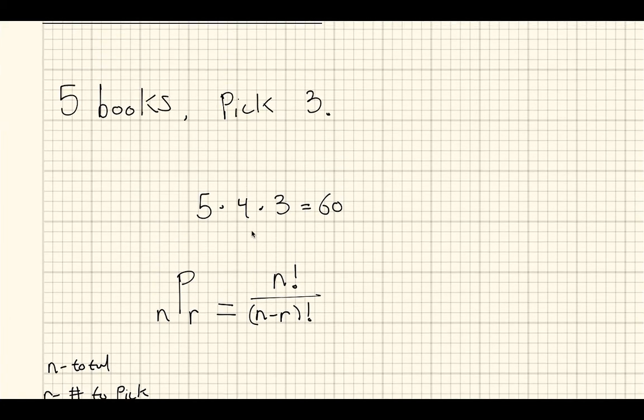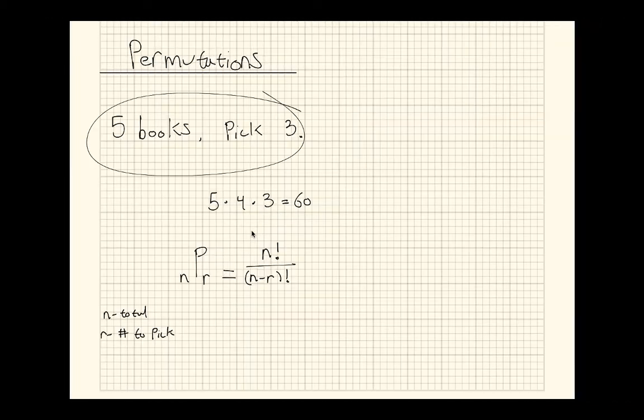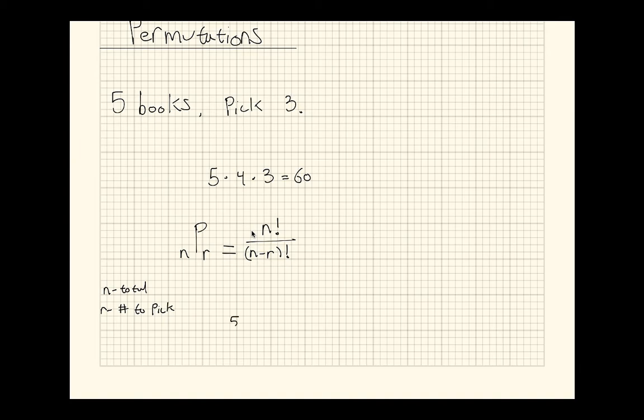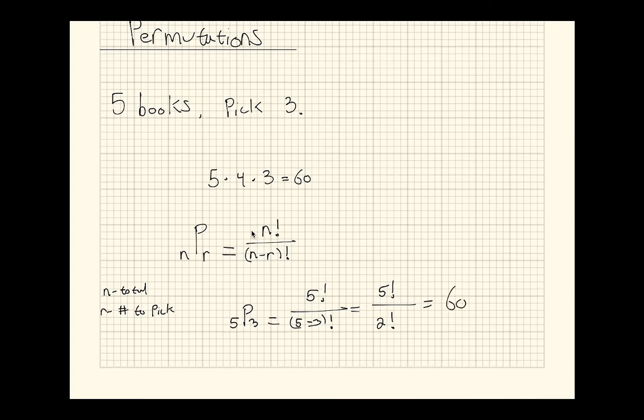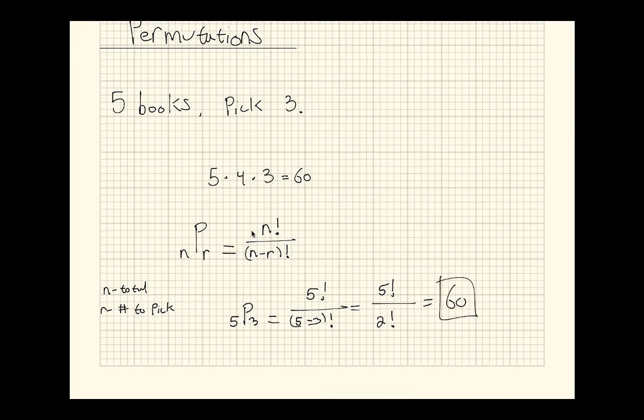If we were using the formula in this case, if we did 5P3, that is 5 factorial over 5 minus 3 factorial. So that is 5 factorial divided by 2 factorial. And that would be the formula. And again, that's 60.